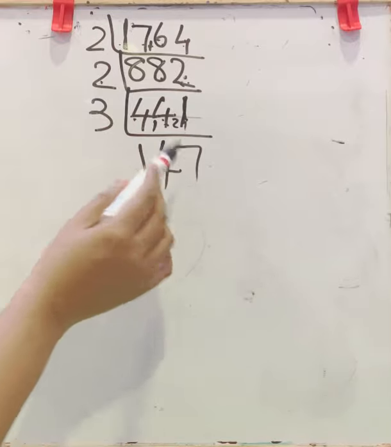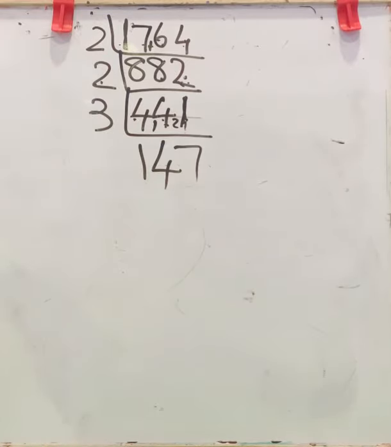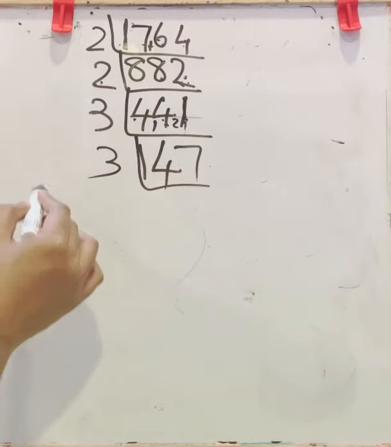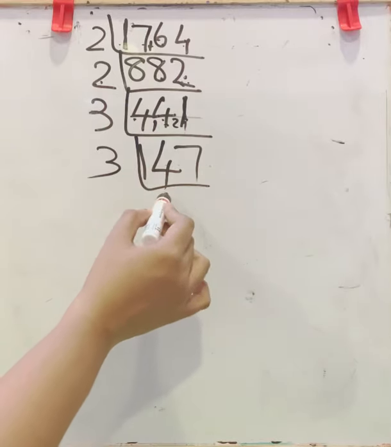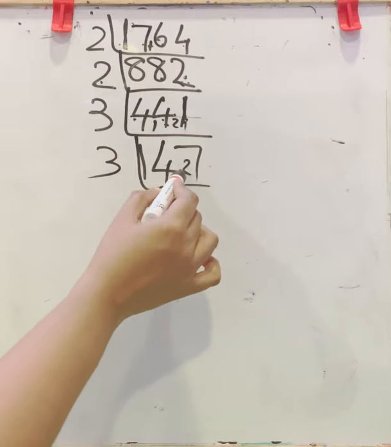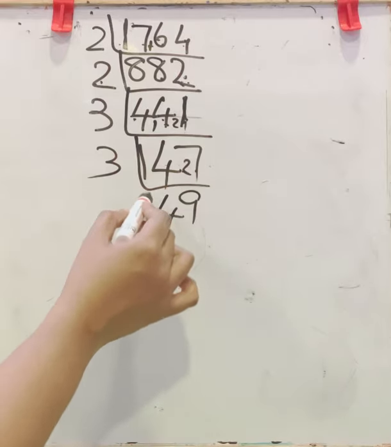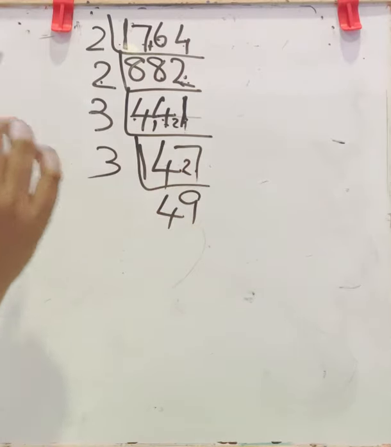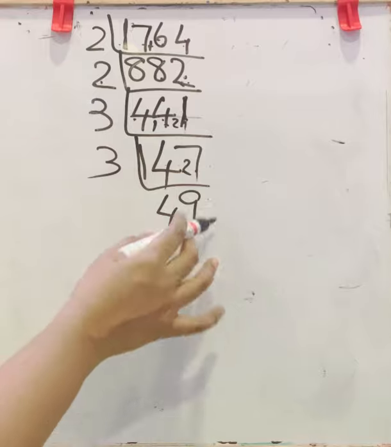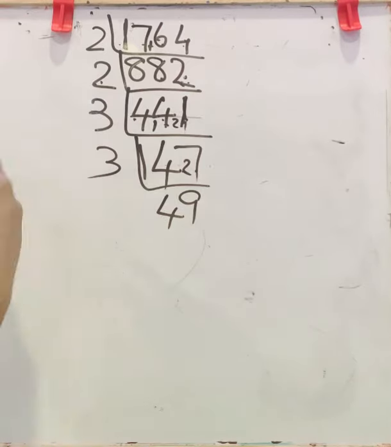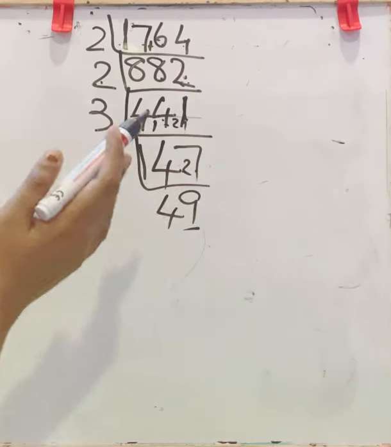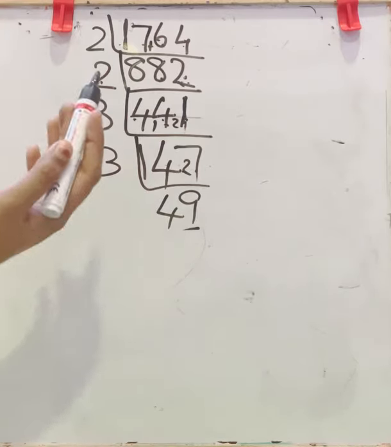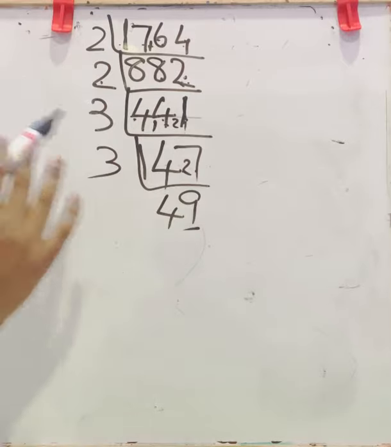Now again, add the digits. 4 plus 1, 5. 5 plus 7, 12. Yes, 3 is a multiple. So, 3. In 14, 4 threes are 12, balance 2, 27. 9 threes are 27. Now, add the digits. 9 plus 4, 13. It is not a multiple of 3, so this whole number will not be a multiple of 3. Next prime number is 5. To check the divisibility of 5, you have to check whether the unit place is 0 or 5. No, it is not 0 and not 5, so it is not a multiple of 5.